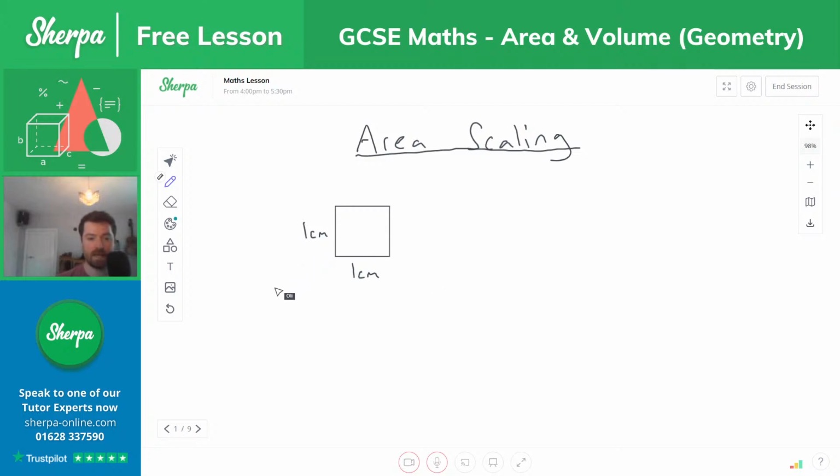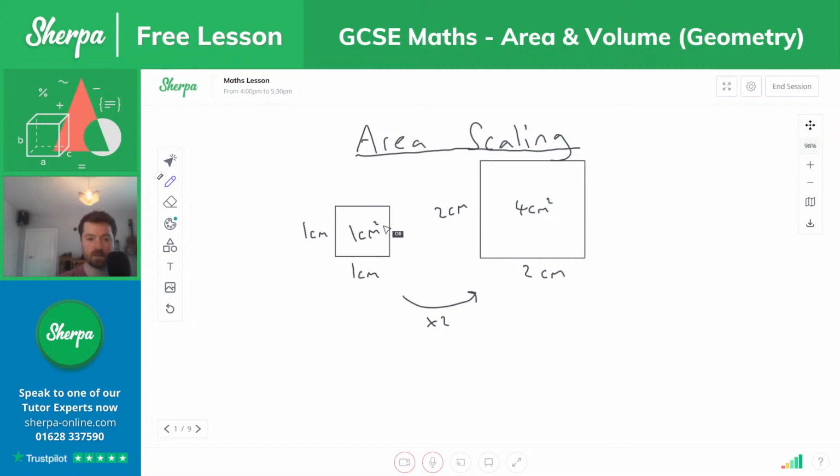So I could draw another square, and let's say I want a linear scale factor of 2, going from my first square to my second square. So I'm basically going to have a times 2 scale factor. If you imagine, what are the lengths going to be? Obviously, this length is now 2 centimeters, and this length is also 2 centimeters. And you can probably tell me the area of the square is going to be base times height. It's going to be 4 centimeters squared. Nice and straightforward. And this is obviously 1 centimeter squared.